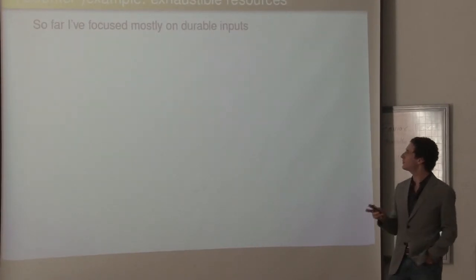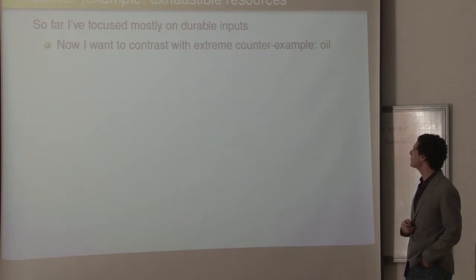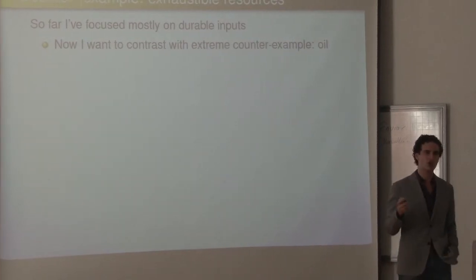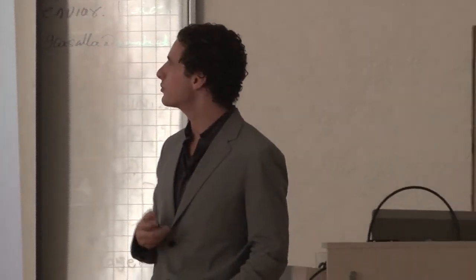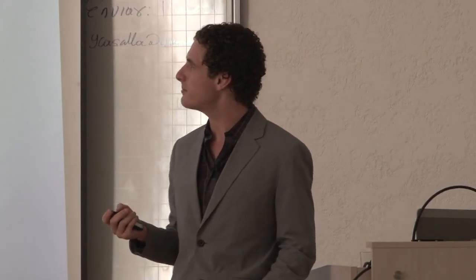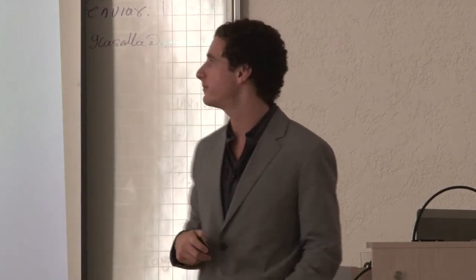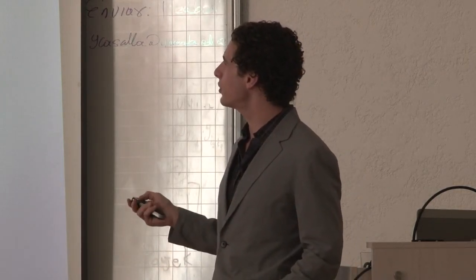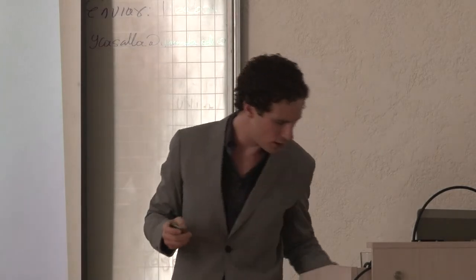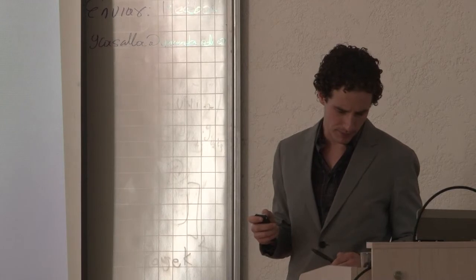So thus far, I've focused on durable inputs. But now I want to contrast these with an extreme counterexample, which is oil, which is like the most storable, exhaustible commodity. Because oil can be essentially stored in the ground costlessly forever. And imagine that there's no cost of extracting it, which is pretty much true for someone like Saudi Arabia. So the price of oil is going to have to grow at the interest rate over time.